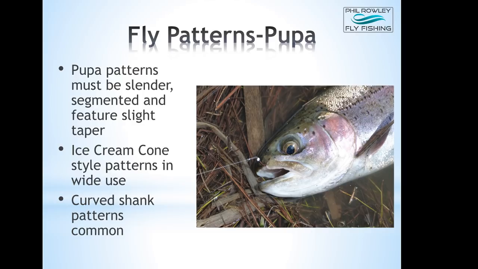Ice cream cone patterns are very popular nowadays, and that is the pattern with the prominent white bead on it. And I'm going to talk more in depth about beads on chironomid patterns. And curved shank patterns are common. So curved scud hooks, or 2XL curved nymph hooks. There's lots of tires like that style of hook, like a Daiichi 1760, I think, is the 2X curved, and the 1120 scud hooks. But there's lots of good brands out there to use nowadays.